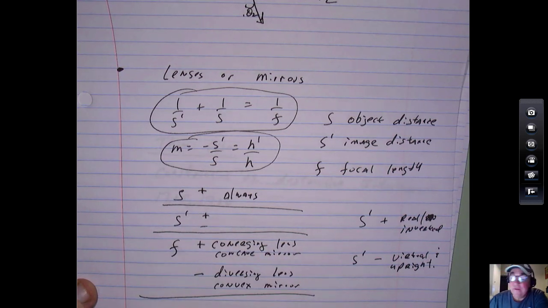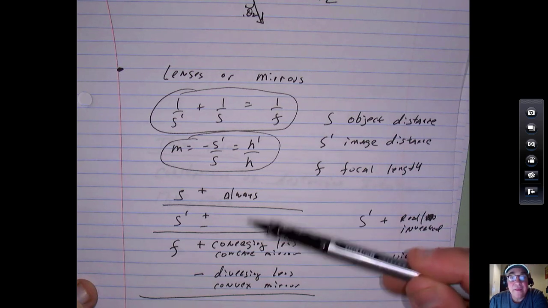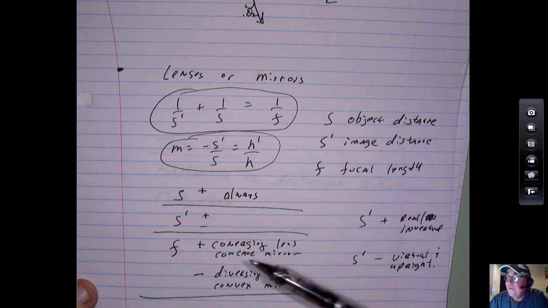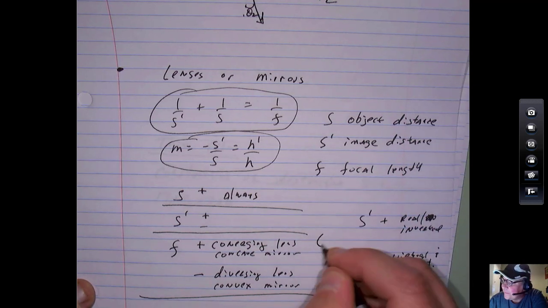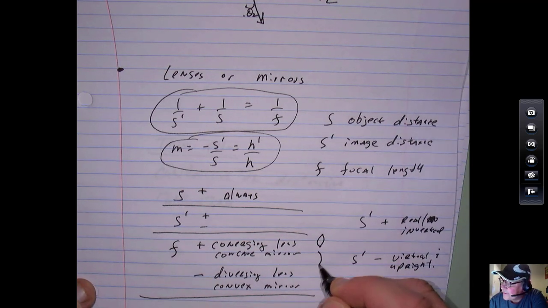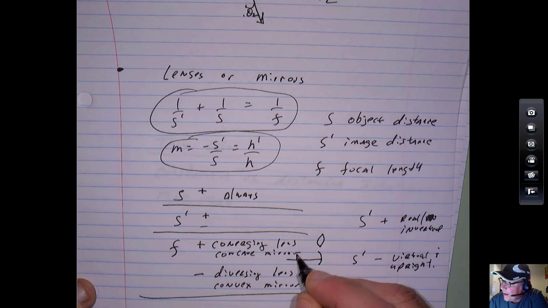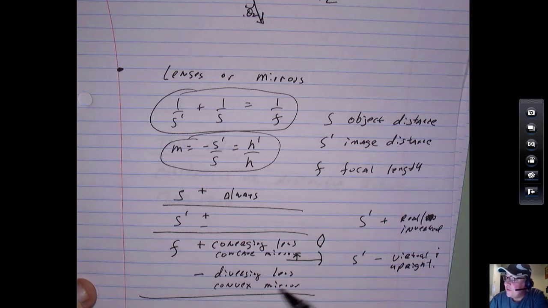I didn't fill in this whole table here, so make sure you go back and look at that. And then F, the focal length, is positive for a converging lens or a concave mirror. So a converging lens is this shape, a concave mirror is this shape, and here's the object. It's always negative for a diverging lens, which looks like this, or a convex mirror. So if the object is over here, that's a convex mirror.